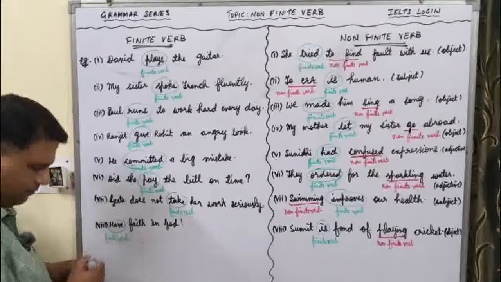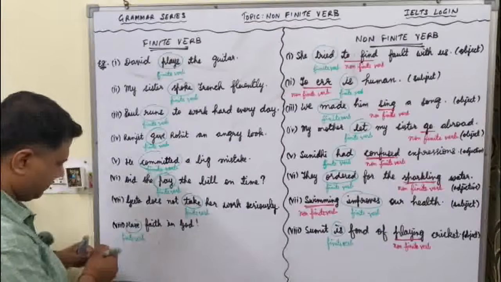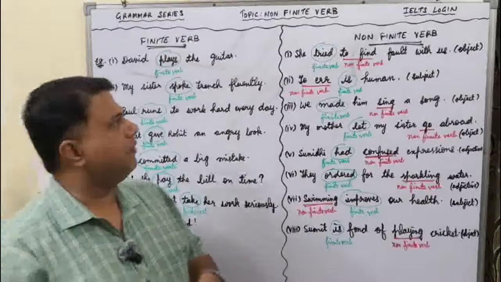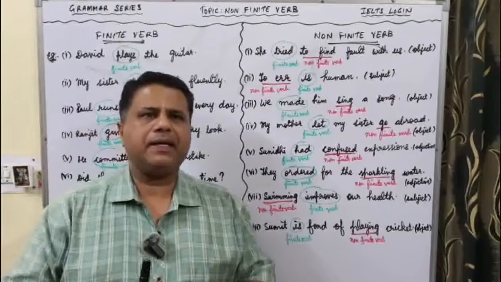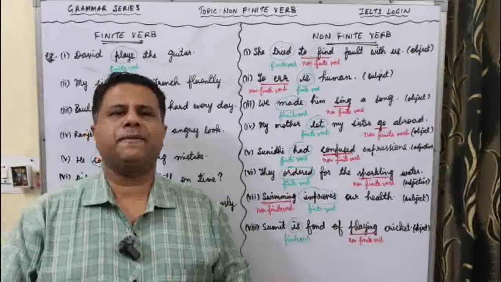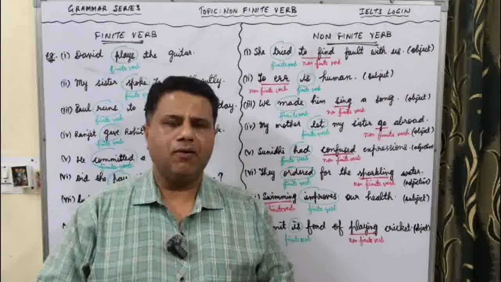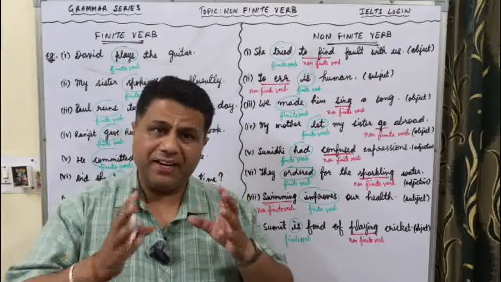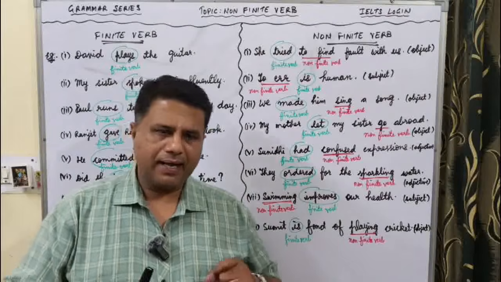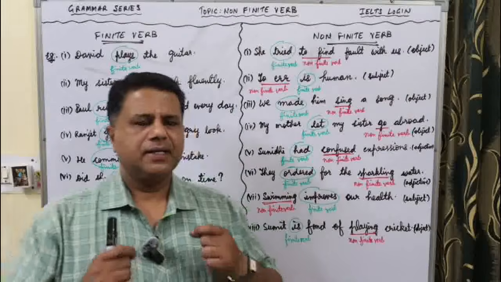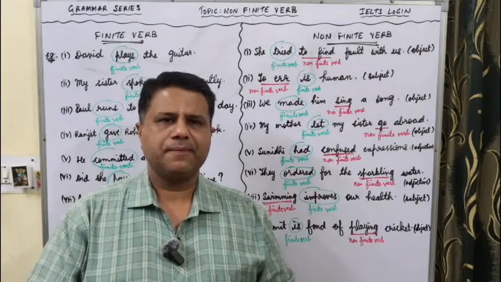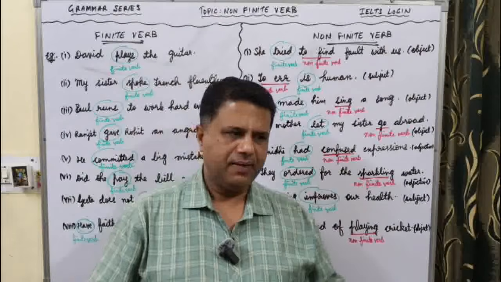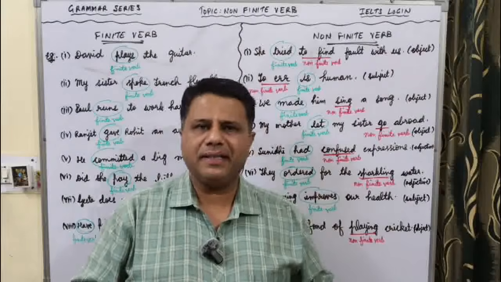Now let's continue with the next type, examples of non-finite verb. Let me clear one more interesting thing here. Whenever we talk about non-finite verb, we will definitely have a finite verb also in a sentence. I have already told you so many times that we cannot make a sentence without a tense element. Tense element means finite verb. So a finite verb will definitely be there.